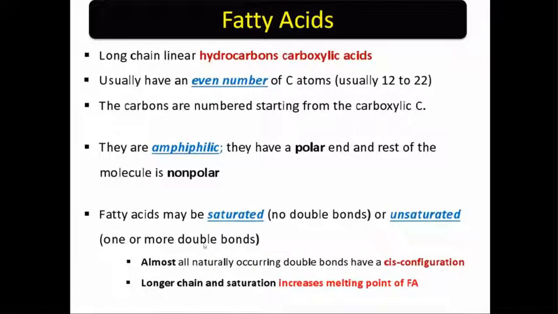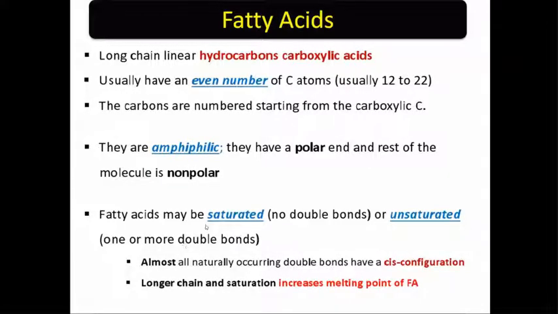Which even-numbered fatty acids are the most common? The 16-carbon and 18-carbon fatty acids are the most predominant and common fatty acids found in our body. These are palmitic acid and stearic acid. Both of them are saturated fatty acids. There is no double bond. And fatty acids are amphipathic in nature since they have both polar and nonpolar parts.